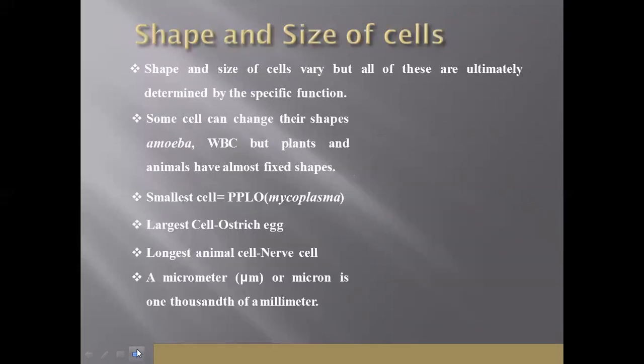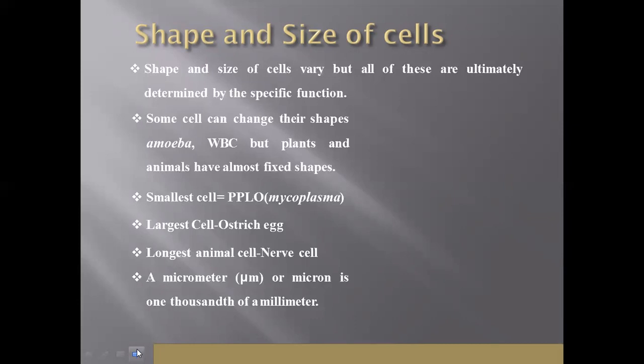Moving ahead, one question comes: do all cells have the same shape and size? No. There are different types of cells with different shapes and different sizes. Why? It depends on their specific function. Size and shape of the cells vary, but all of these are ultimately determined by the specific function. According to their function, they have different shapes and different sizes. Some cells can change their shapes like amoeba and WBC, but plants and animals have almost fixed shape.